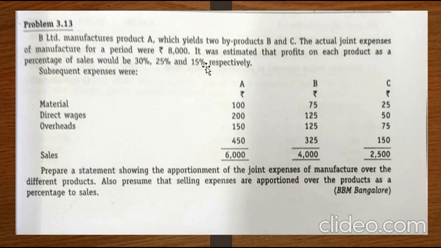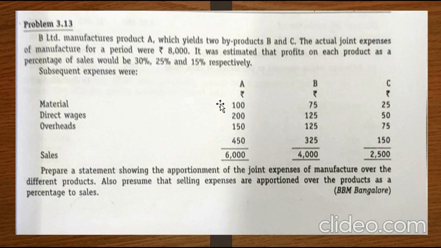So 8,000 is your manufacturing expenses for the product, as well as you have other subsequent expenses, which is material, direct wages, and overheads, which is known as subsequent expenses, which is 650. All these items are used in the factory for manufacturing the product, so this also is included in your cost of production. So manufacturing expense as well as the other materials used for producing the product come under cost of production. So total cost minus cost of production will give you the selling expenses.